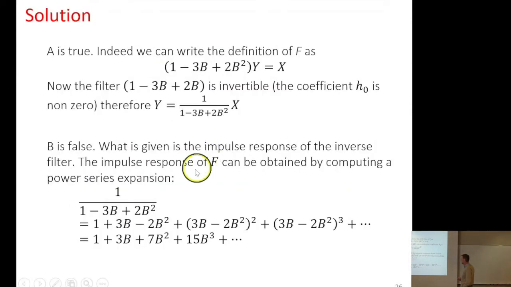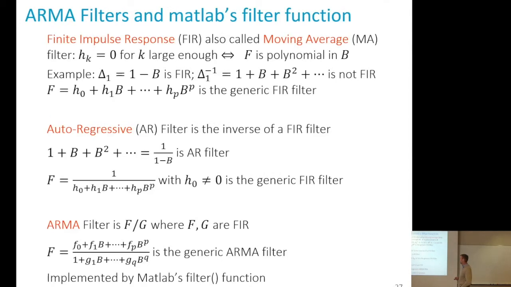So we see that the power series expansion, the impulse response of the filter f, is 1, 3, 7, 15, etc., which is not at all the same as 1 minus 3, 2. So in general, of course, they are completely different and hard to predict from one to the next. In practice, we don't work with arbitrary filters, but with filters that are convenient to work with.